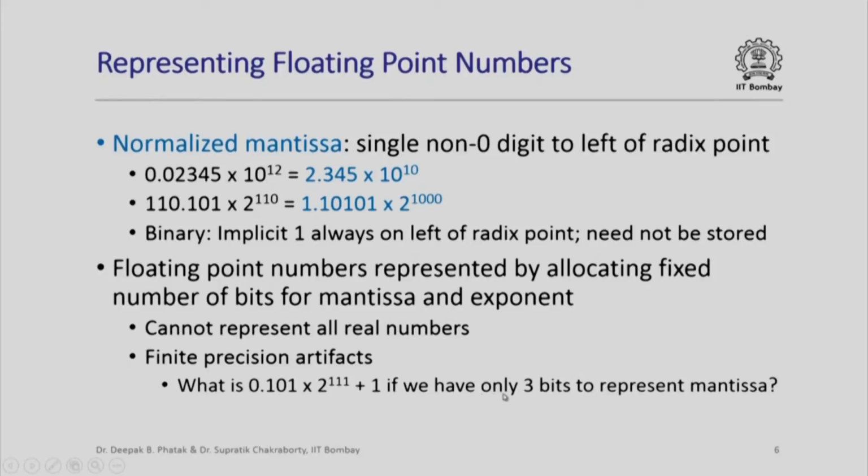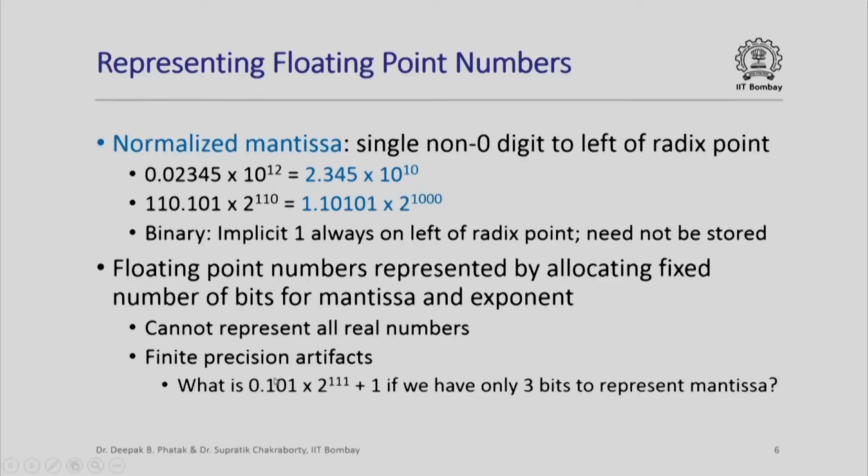So for example, suppose I said that you have only 3 bits to represent the mantissa, and look at this floating point number in binary: 0.101 times 2 raised to 111, where this is a binary exponent. This mantissa is of course not normalized, as you can see, but suppose this is my binary number and I want to add 1 to it, and what would be the result? You will see that if you have only 3 bits to represent the mantissa, you cannot really represent the exact result of adding 1 to this number.